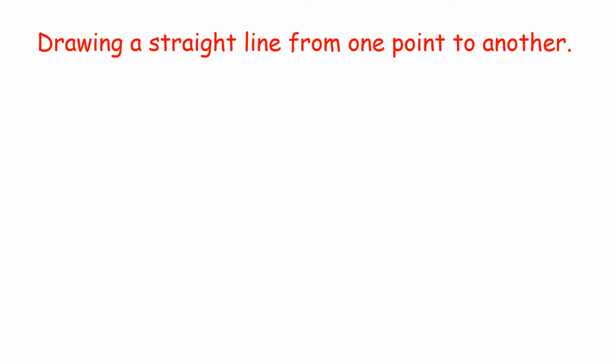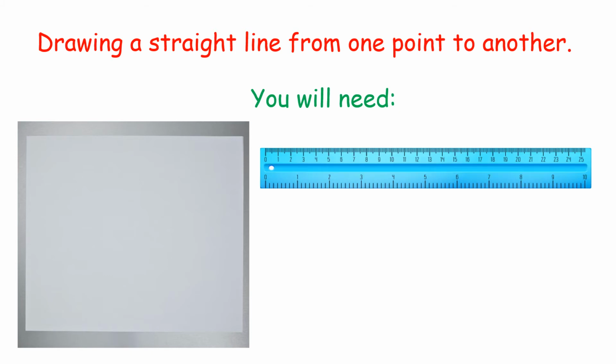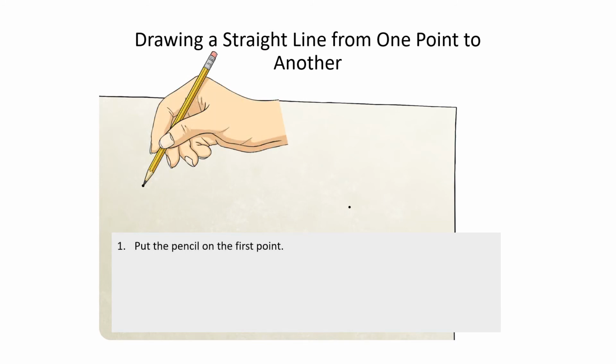Now, one way we could draw 2D shapes is by drawing a straight line from one point to another. So to do this, we will need plain paper, a ruler, and a pencil. The first step is we need to draw some points on the paper, and then put the pencil on the first point.